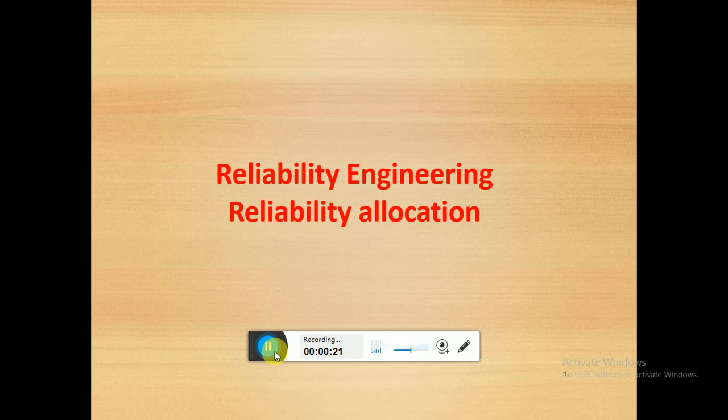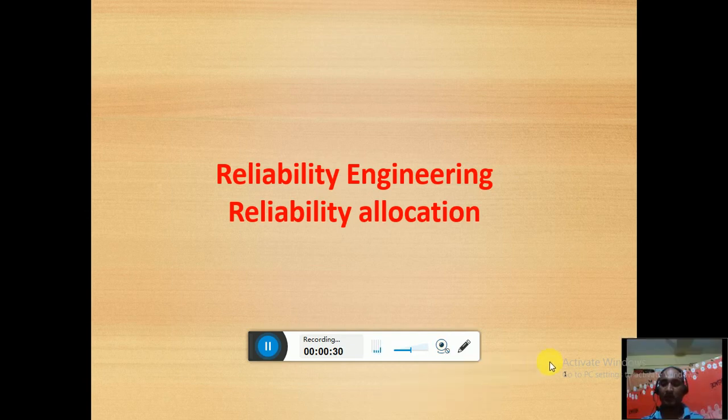But this is not always the case in engineering applications, because what will happen if a system is given to you, or if you want to design or manufacture a particular system? In that case, we first have to imagine or evaluate the reliability of the system, or there will be a target for you to manufacture a particular system with a particular reliability.